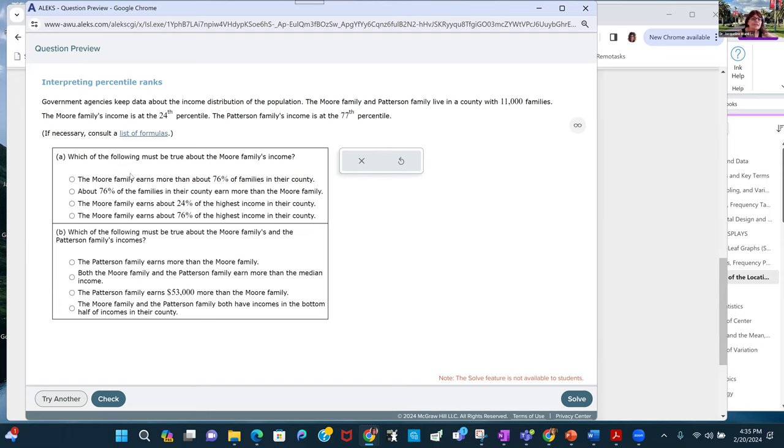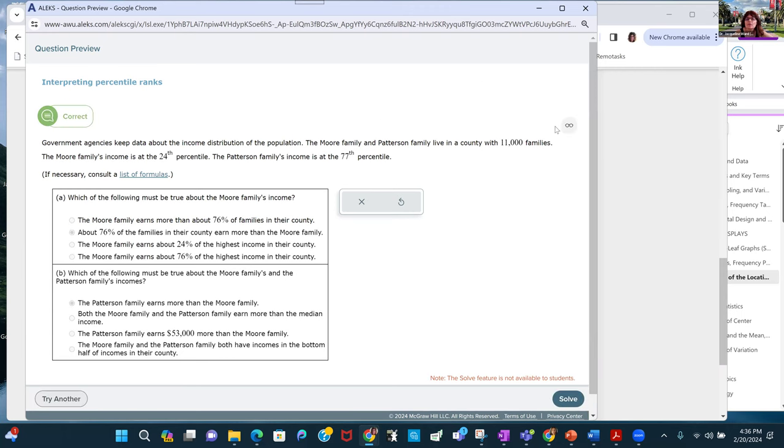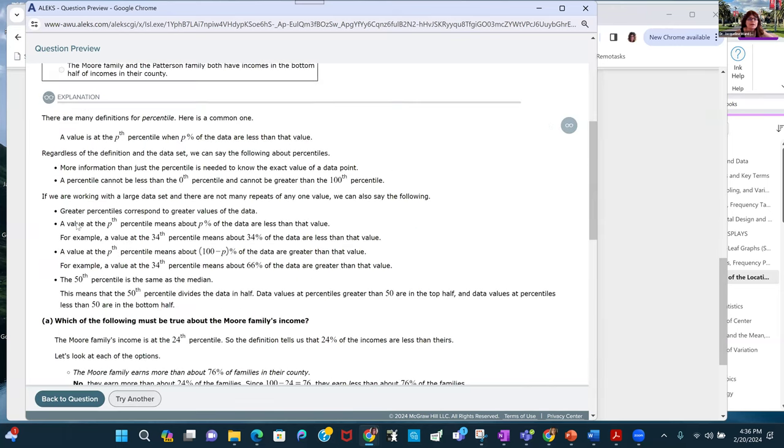If they're at the 24th percentile, then 76% earn more than them. And what must be true about both of them? The Patterson family earns more than the Moore family. Is it just one? So it's not true that they're both earning more than the median because the Moore's is less than the median. Patterson family, we don't know the actual dollar amounts. They don't both have incomes in the bottom half because the Patterson family is in the upper half, right? Okay. So just different types of questions.